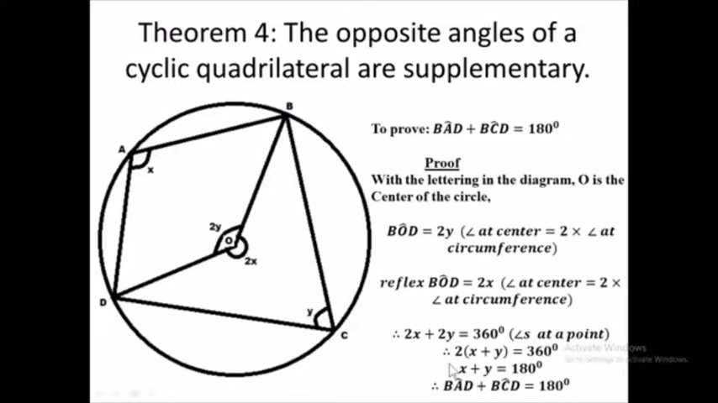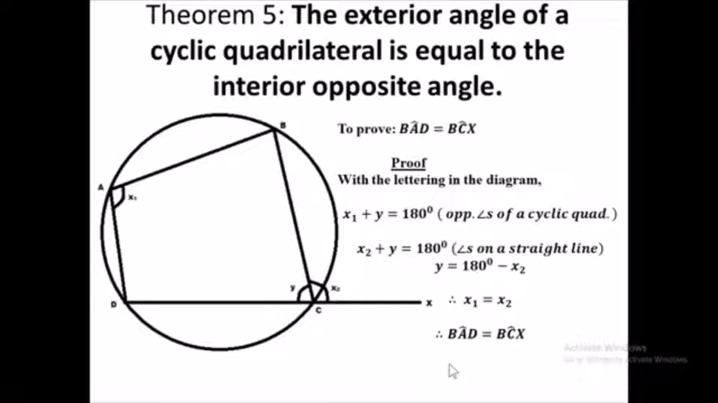In the last video, we proved this theorem that the opposite angles of a cyclic quadrilateral are supplementary. And we also proved that the exterior angle of a cyclic quadrilateral is equal to the interior opposite angle. We're going to be using these two theorems to solve problems now in this video.